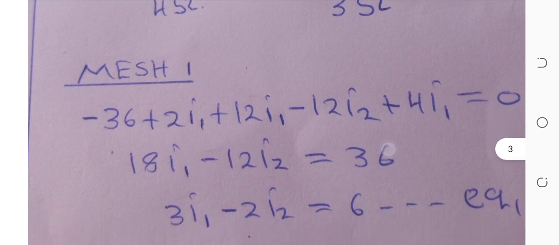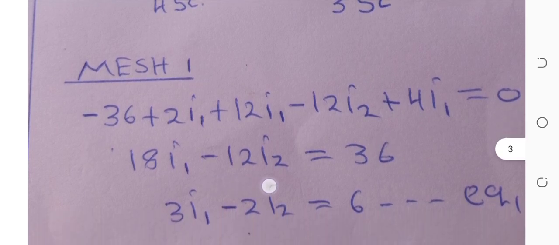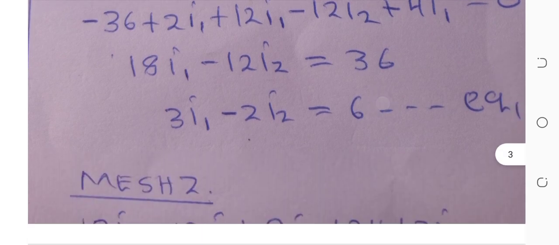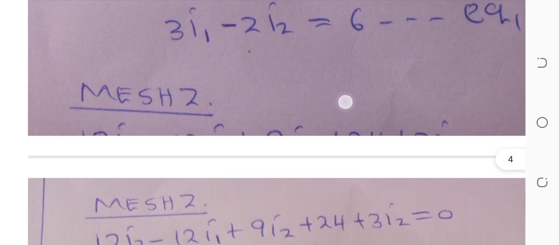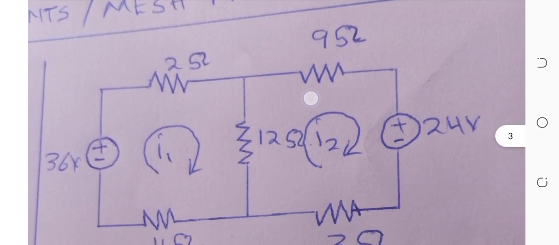So it is 18i1 minus 12i2 equals 36. Solving this, dividing by 6, we get 3i1 minus 2i2 equals 6. That is equation 1.